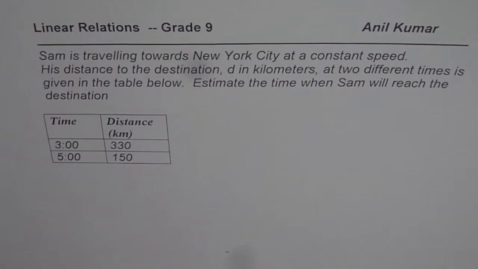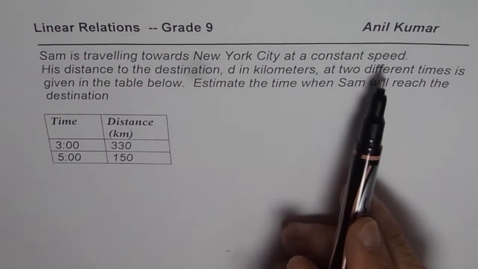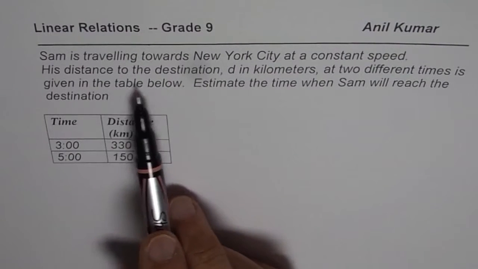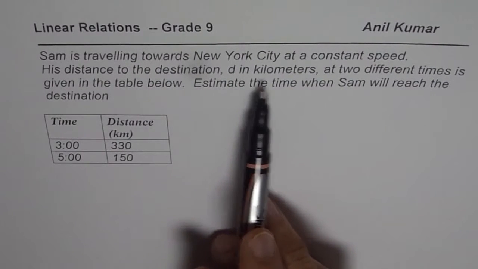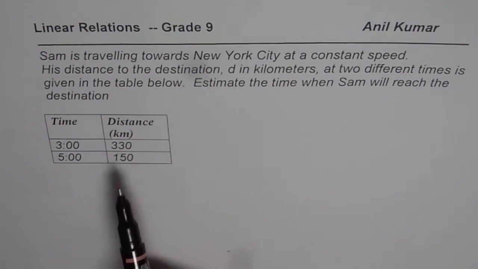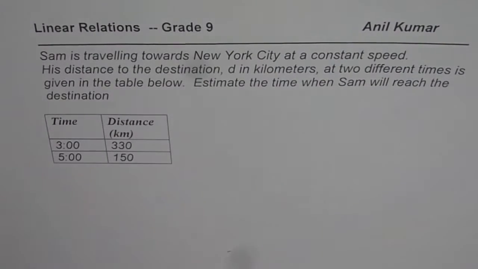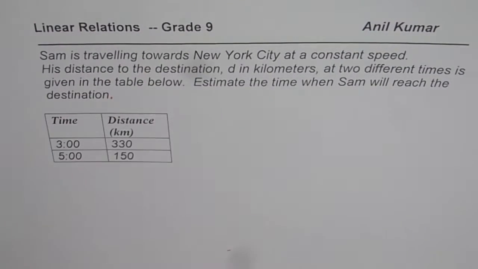I'm Anil Kumar. Here is an interesting variation to linear relations. The question here is, Sam is traveling towards New York City at a constant speed. His distance to destination, D, in kilometers, at two different times is given in the table. Estimate the time when Sam will reach destination, right? So that is the estimate we need to do.